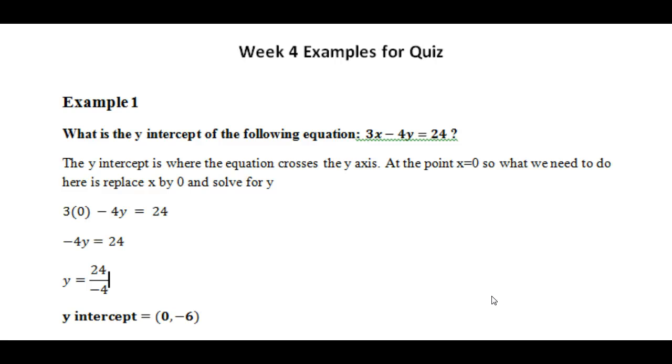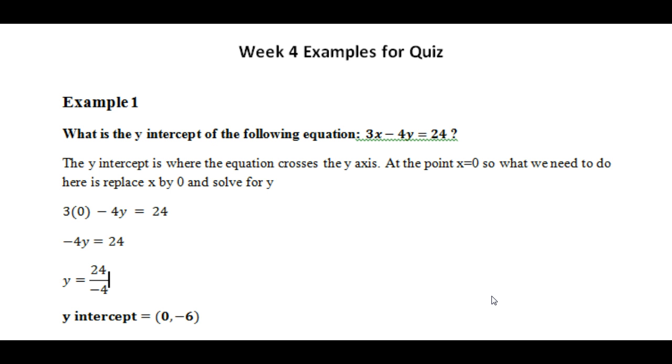Hi, and welcome to week 4 examples. What I'm going to do now is to show you a few examples which are similar to some of the quiz questions you're going to get in this week's assignment. Okay, so let's look at example 1.